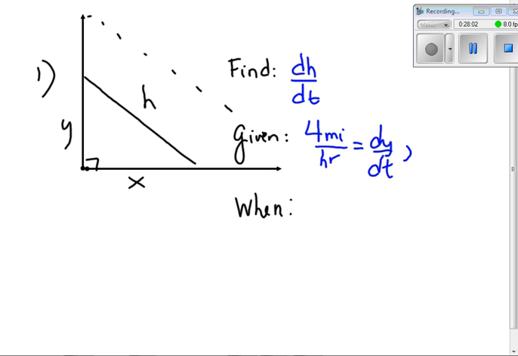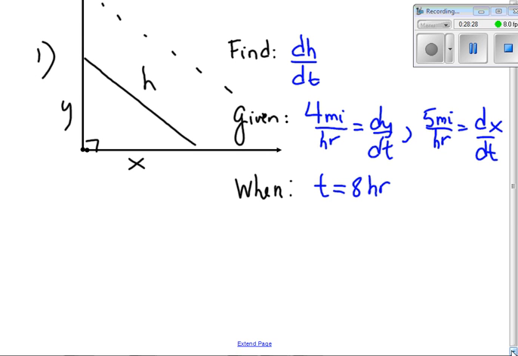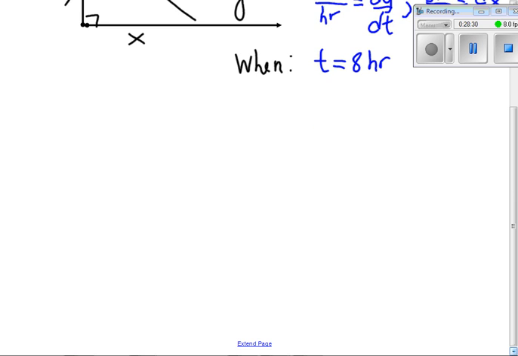And the other one is going east at 5 miles per hour. So your units are in miles per hour. And that is what? dx/dt. And you want to find out how fast dh/dt is changing. That's a rate when the time is 8 hours. Okay? A little twist to it.